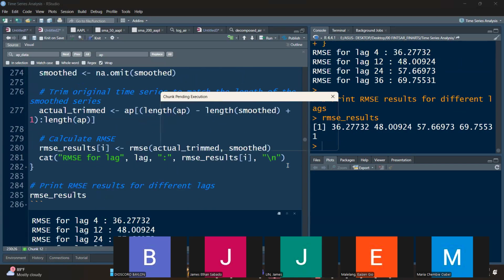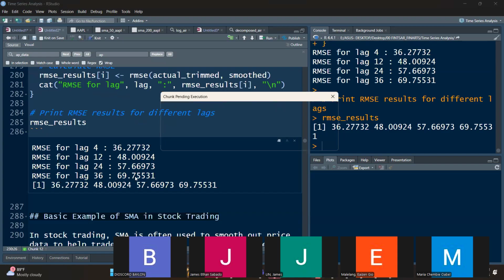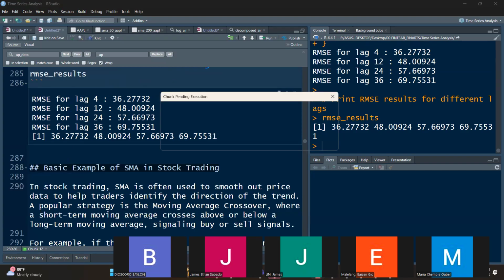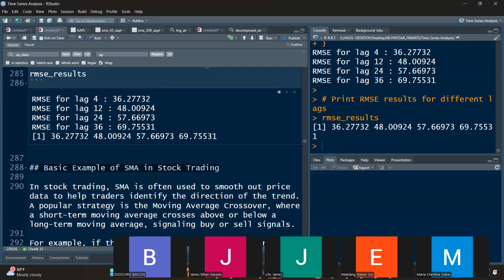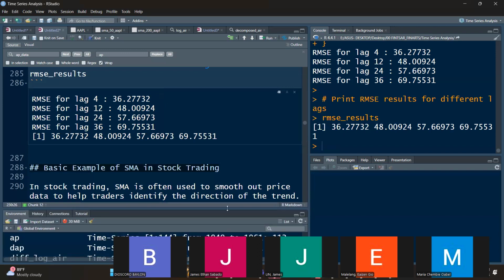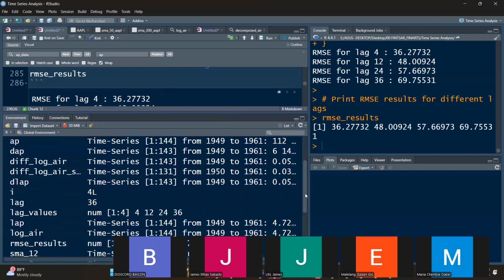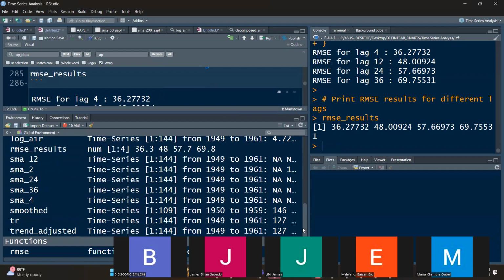Okay, you can now see that the values change, class. Why did the value change? Because there were some values that we cut off. So we had to base it on the number of observations for SMA 36. Okay, so how many observations does SMA 36 have?